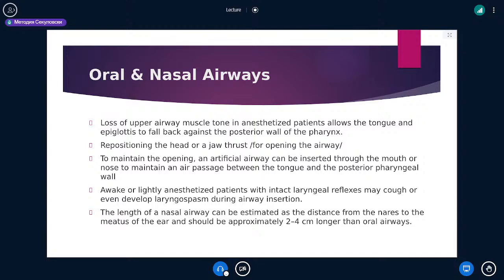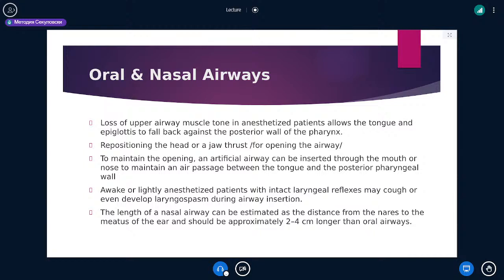A loss of upper airway muscle tone in anesthetized patients allows the tongue and epiglottis to fall back against the posterior wall of the pharynx. Reposition the head or use a jaw thrust for opening the airway. This is very, very important. To maintain the opening, an artificial airway can be inserted through the mouth or nose to maintain an air passage between the tongue and the posterior pharyngeal wall.